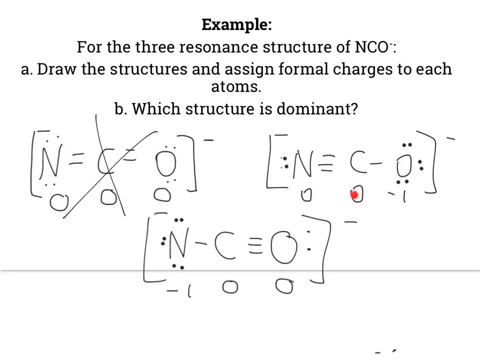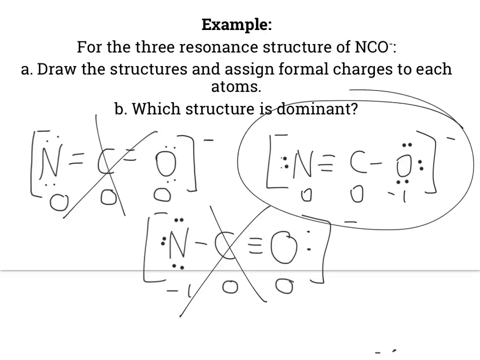This one, we have a -1 on oxygen and a 0 on everything else, which adds up to the overall charge. That sounds like it's probably going to be our most dominant, because oxygen is the most electronegative. Looking at this one, we see that it puts the negative charge on nitrogen, which means that will be wrong. This is our most dominant.